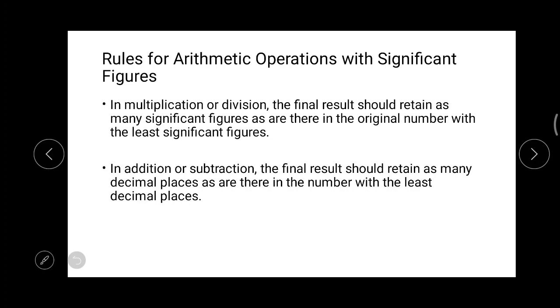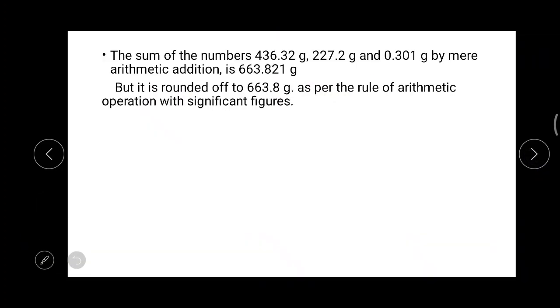Let us go for an example. In this one, you can see the sum of the numbers: first one is 436.32, then 227.2 and 0.301. The decimal places in the first value are 2, the second one has 1, and the third one has 3. So as per our rule, the resultant value should have only one decimal place.